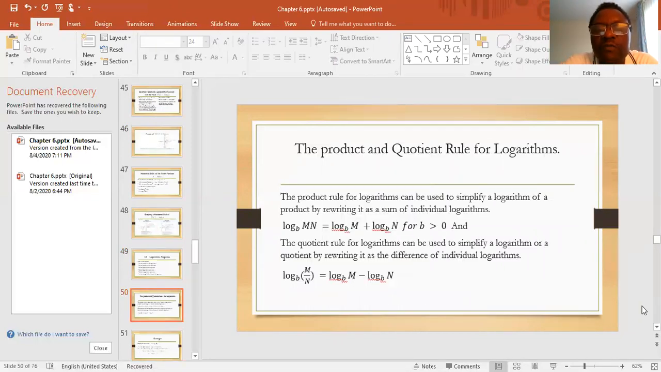Product. The logarithm of the product is the sum of the logarithms. That is, the logarithm of m times n is the logarithm of m plus the logarithm of n. And the logarithm of m over n is the logarithm of m minus the logarithm of n. So the logarithm separates products and quotients into addition and subtraction.